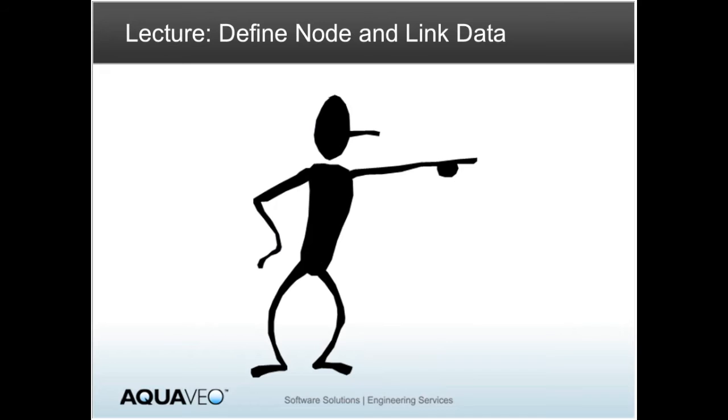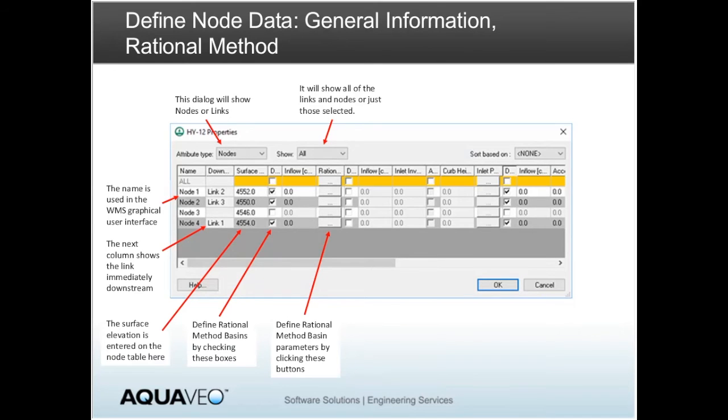I'll now describe how to define the node and link data in an HY-12 model. In an HY-12 model interface in WMS, each node and link has one or more structures and data that can be assigned to it. The data is assigned by double-clicking on the node or link or selecting the Edit Parameters command from the HY-12 menu. At the top of the HY-12 Properties window, you can select whether to display nodes or links and whether to show all the nodes or links or just the selected ones. There's also an option to sort links or nodes based on attributes such as name or surface elevation.